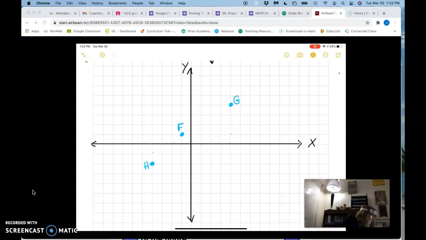And the last one we're going to go left 2 and down 5. Left 2 and down 5, and we're going to call this one E.